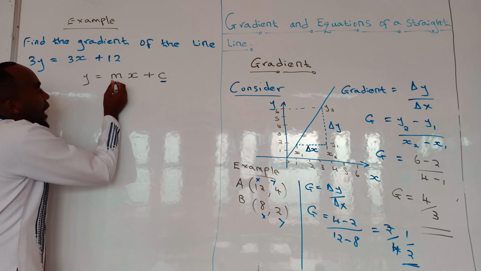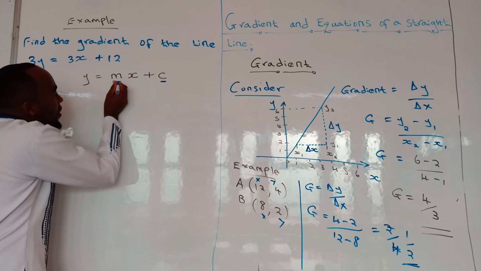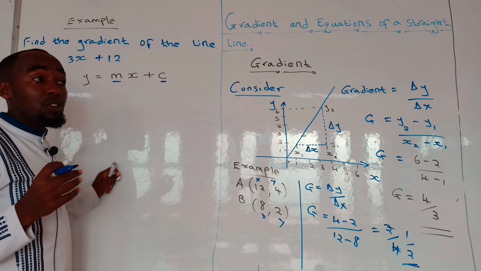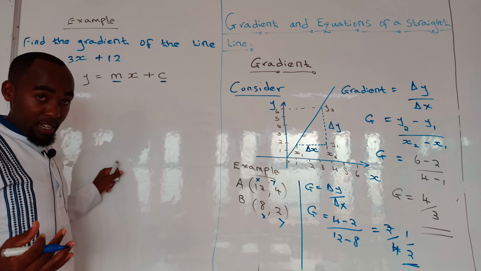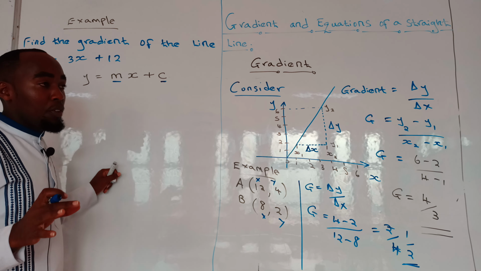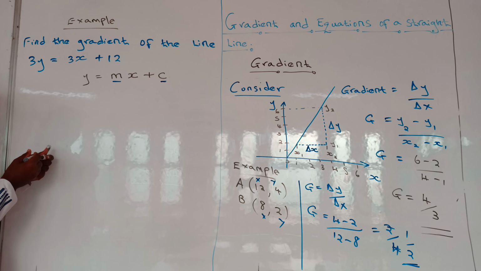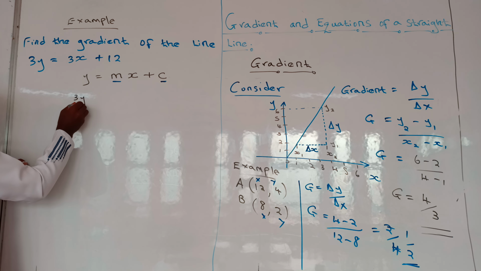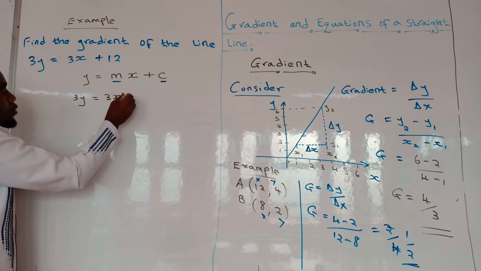Then we have m here, any number that is there is what we refer to as the gradient. Are we together up to that point? Therefore, we have a responsibility to rewrite our equation, that is, our equation 3y is equal to 3x plus 12.